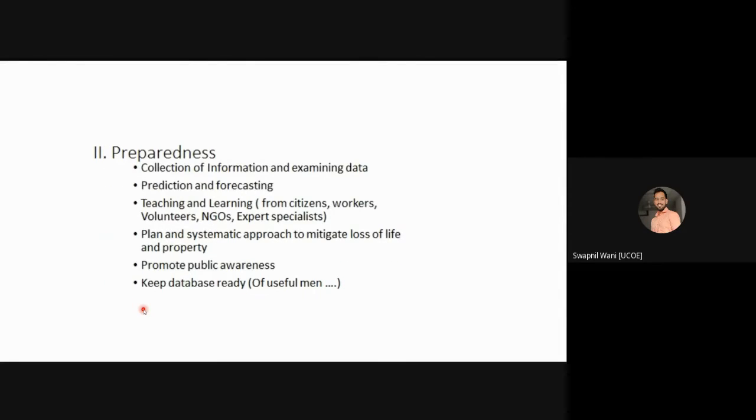Next term is preparedness. So how will you prepare yourself? To prepare yourself, first of all, we have to go for analyzing and surveying a particular property or region, or you can say structure also. We have to collect proper information and we have to examine the data available with us.